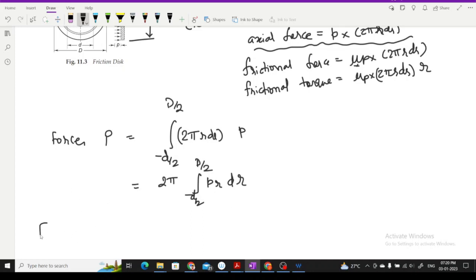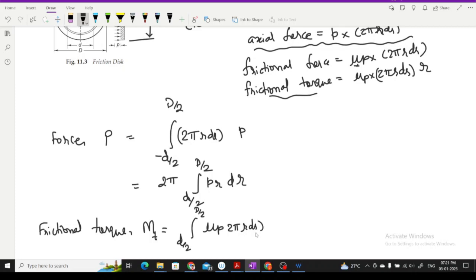Now if you go for the frictional torque. Excuse me, sir, how is it minus d by 2? It is not minus d by 2. It is d by 2 to D by 2. Okay? Yeah. So Mt is the frictional torque. Now we are going to integrate it from d by 2, with mu p 2 pi r dr.